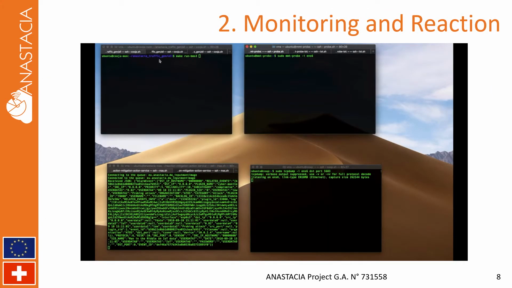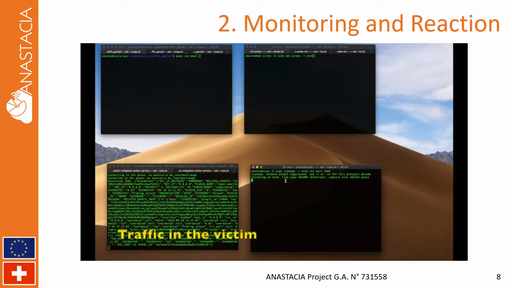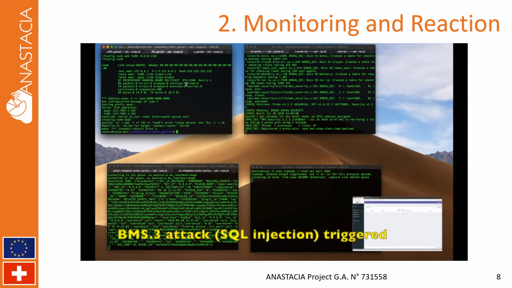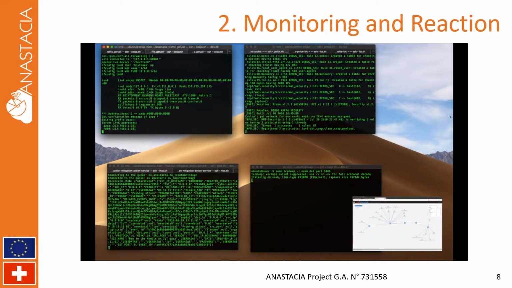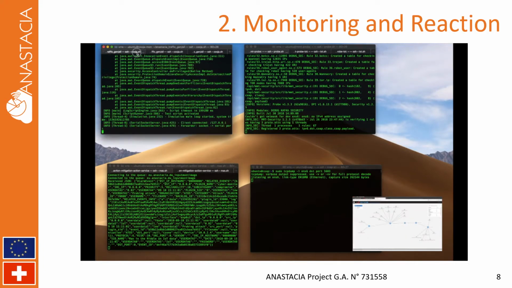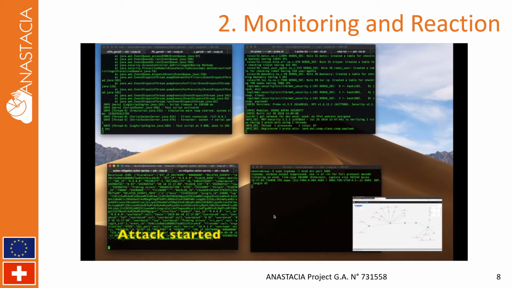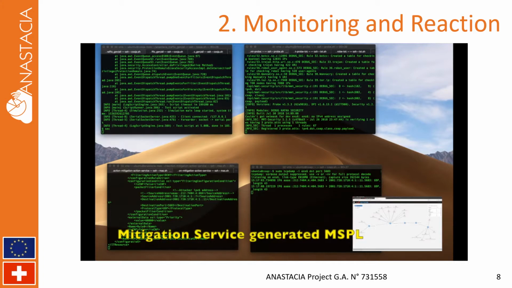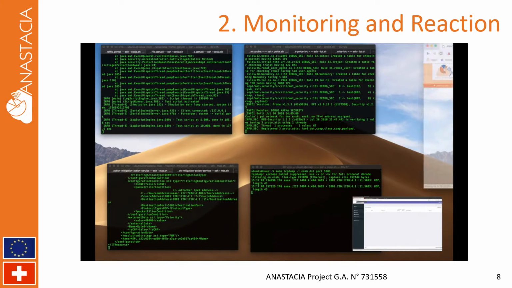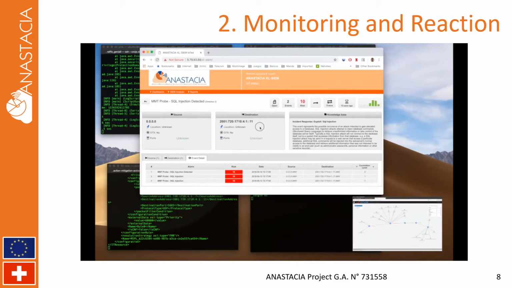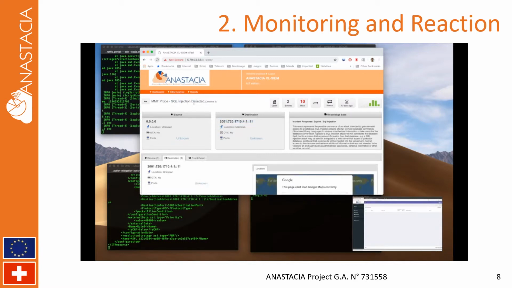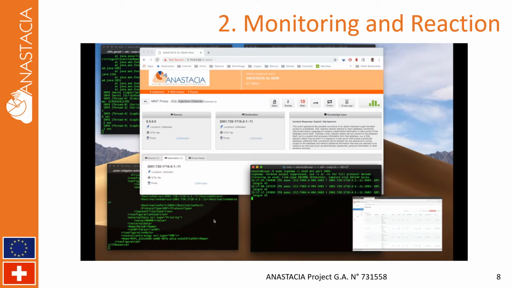In our deployment, we see the different terminals here. We will start the MMT probe that will start sniffing the traffic. And now we will connect the IoT border router in order to allow the communication between the attacker and the victim. Now, at this point, we will see that the attack will start and we can see some packets on the victim. After a few attempts of the attacker, we can see that the attack has been detected and the MSPL file with the countermeasures has been generated. We can also see the detected attack in the XLCM interface, and we can see that it has been detected as an SQL injection attack from the source towards the destination.